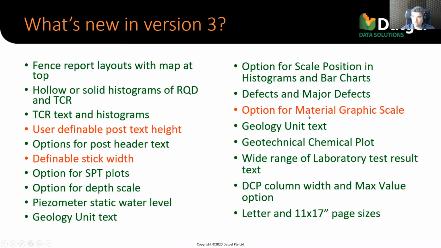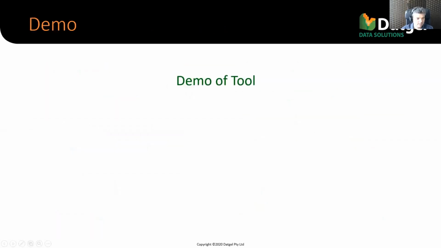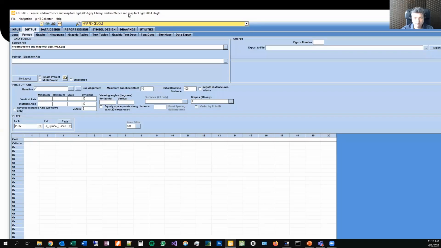And there are some options for the material graphics scaling. Again, because you're showing this column at a thin 3.5 millimeters wide, maybe you want to change the scale of the graphic so it looks right at that width. And this is where we added the American page sizes as well. Okay, let's look at the tool.